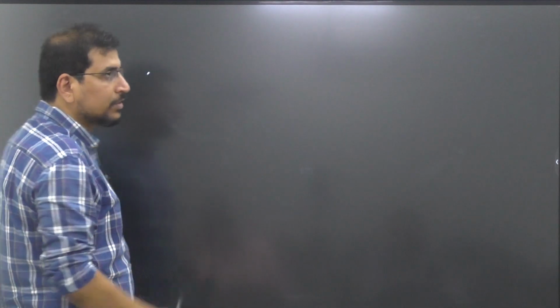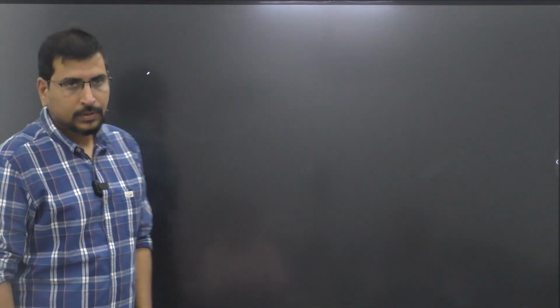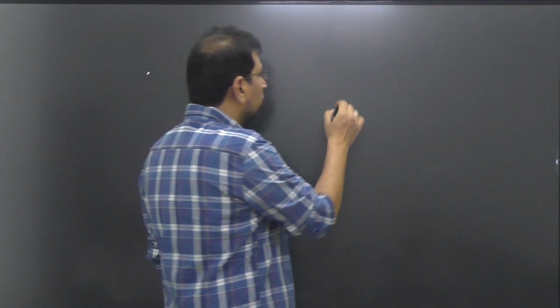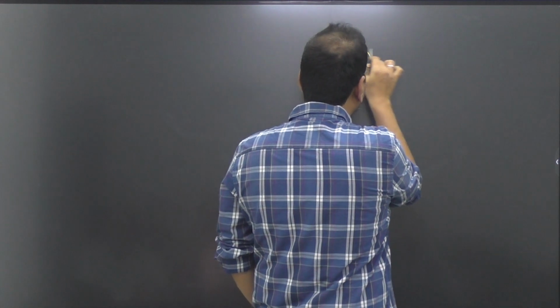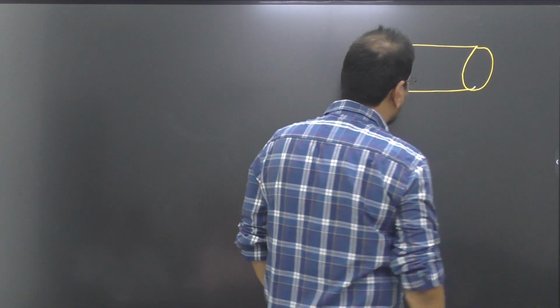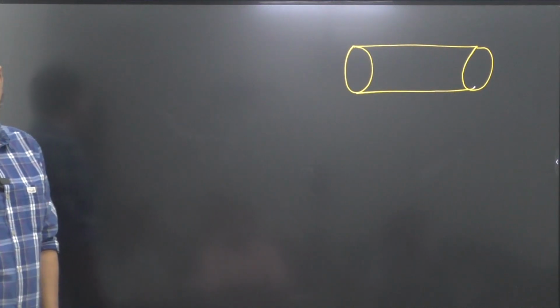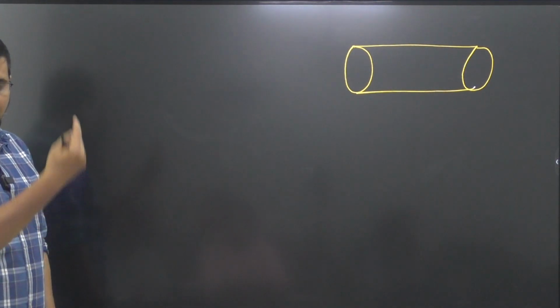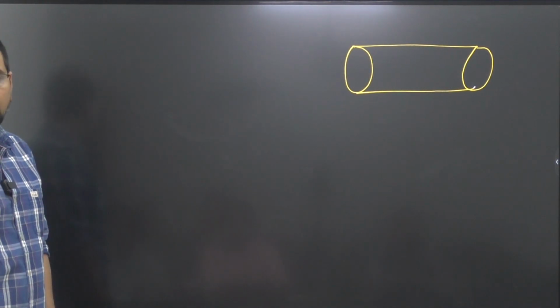The first derivation in this chapter. Okay. So when I take a conductor, don't write the heading, leave some space for the heading. We'll give a name to it after we derive that value.